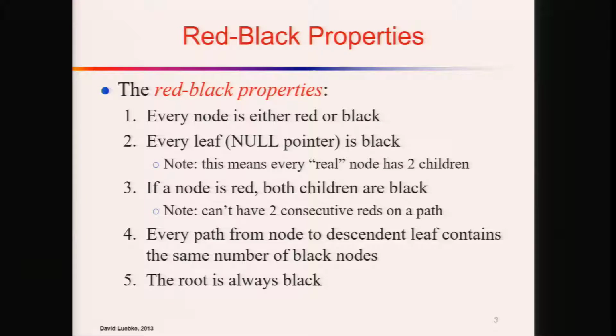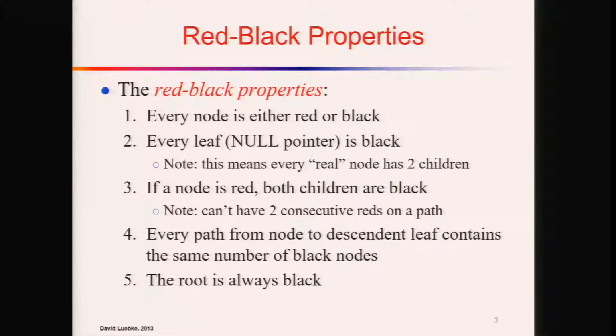If a node is red, then its children are black. So you can't have two red nodes in a row on any path from the root to a leaf. Okay? And so that's condition 3. Condition 4 is every path from the root to a leaf contains the same number of black nodes. In fact, from any point in the tree, every path from that node to a leaf will contain the same number of black nodes. The root is always black.